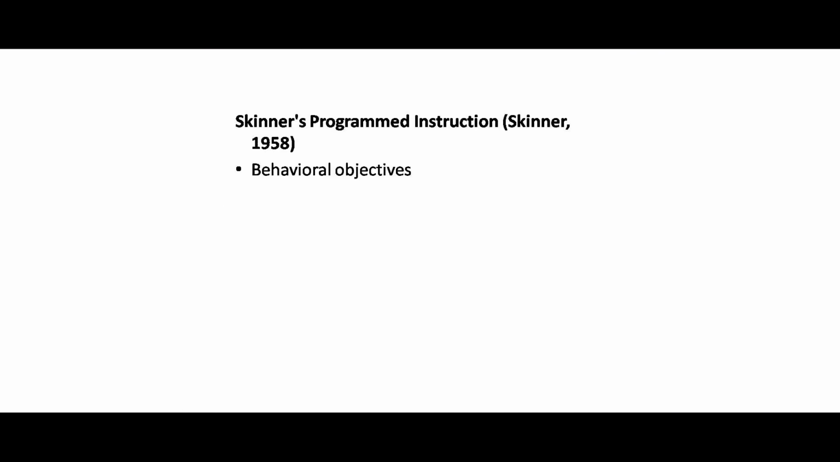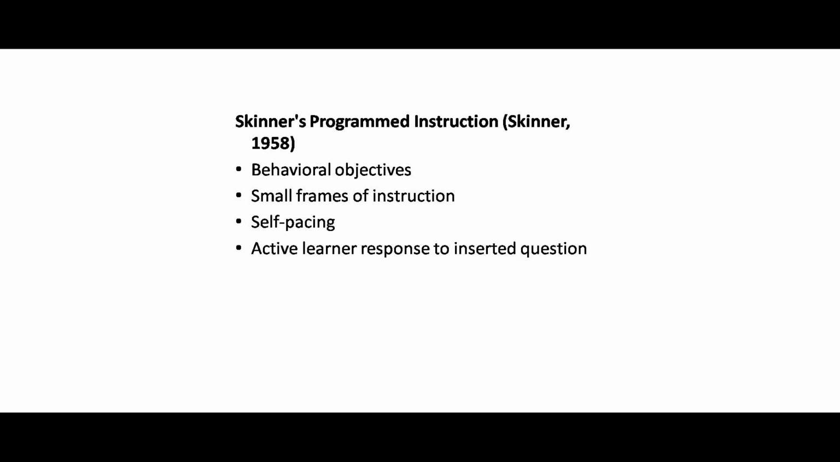Next, we shall discuss the components of Skinner's programmed instruction, that is Skinner in the year 1958. The components in Skinner's theory are: first one, behavioral objectives, second one, small frames of instruction, third one, self-pacing, fourth one, active learner response to inserted questions, and fifth one is immediate feedback.